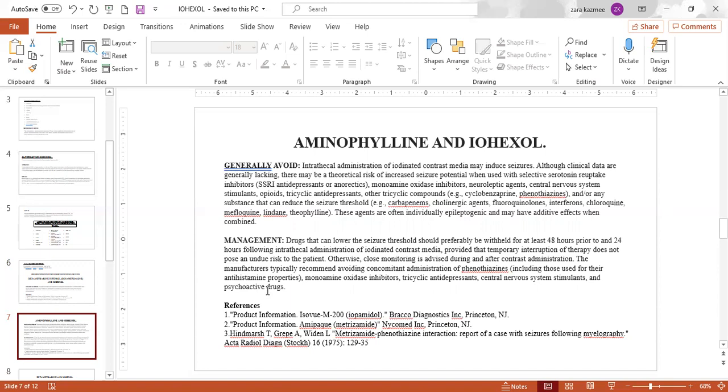Then the second drug-drug interaction is between aminophylline and Iohexol. Intrathecal administration of iodinated contrast media may induce seizures, although clinical data are generally lacking. Management: drugs that can lower the seizure threshold should preferably be held for at least 48 hours prior to and 24 hours following intrathecal administration of contrast media, provided that temporary interruption of therapy does not pose an undue risk to the patient.